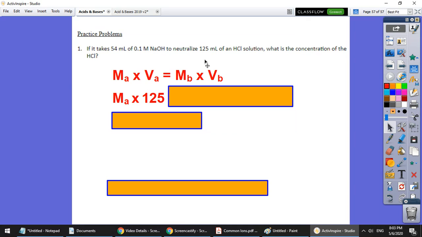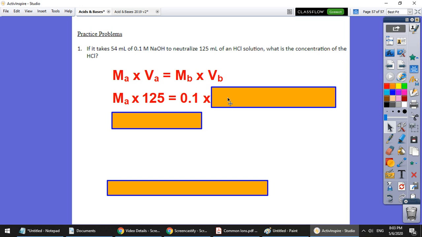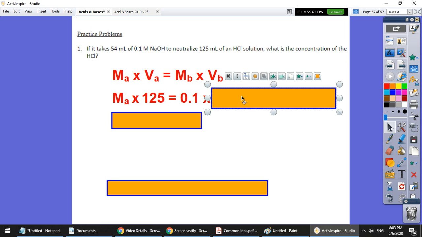Now, remember that in the past, we've often had to convert from milliliters to liters. We could do that here too, but since both volumes are in the same unit, we don't have to convert them to anything. But if one of them were to be in liters and one in milliliters, we would have to convert them to be in the same unit. What about the molarity of our base? We know that sodium hydroxide is a base because it has an OH, so its molarity is 0.1 molar. And the volume of the base is 54 milliliters.